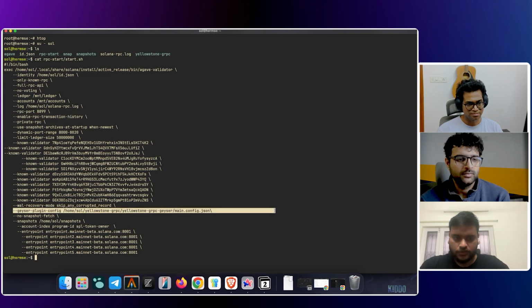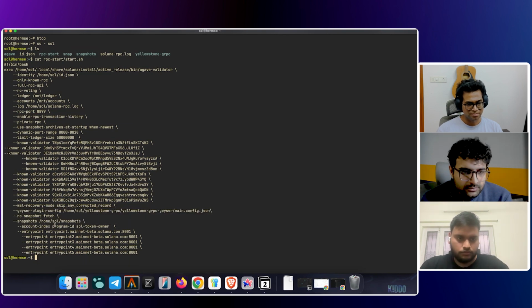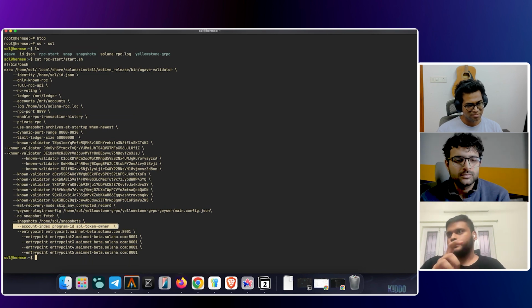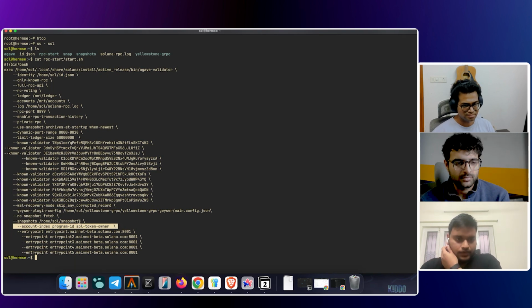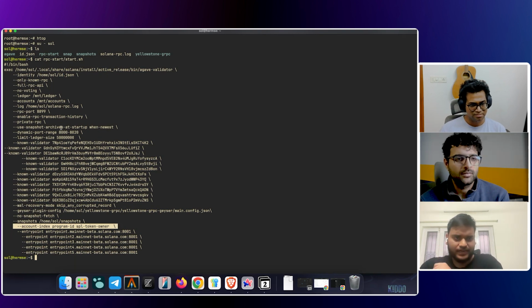The Geyser config that I showed. We have account indexes, so you can keep these indexes in memory. That allows you to retrieve the data faster. That is basically caching of the data that's in my disk. And yeah, majorly just that is the difference specifically. You just need a bigger machine.